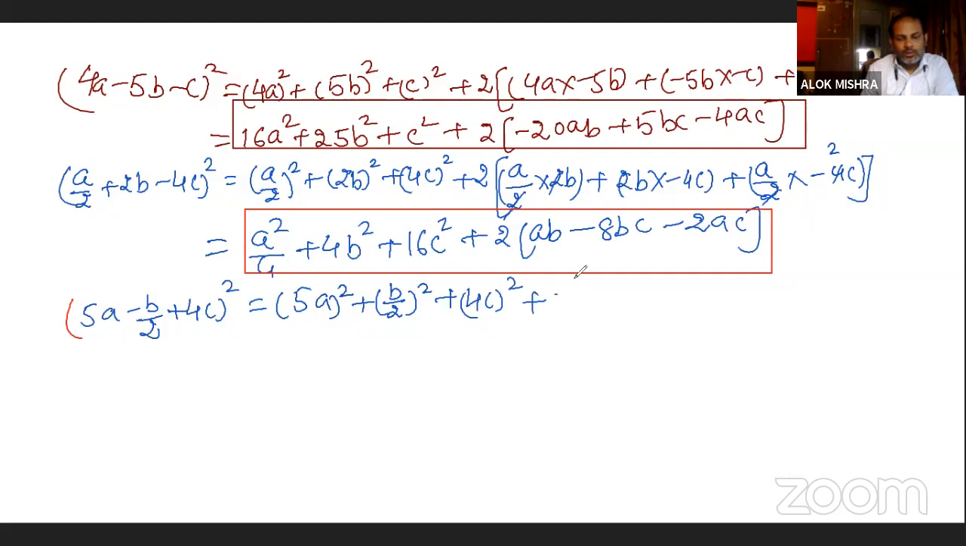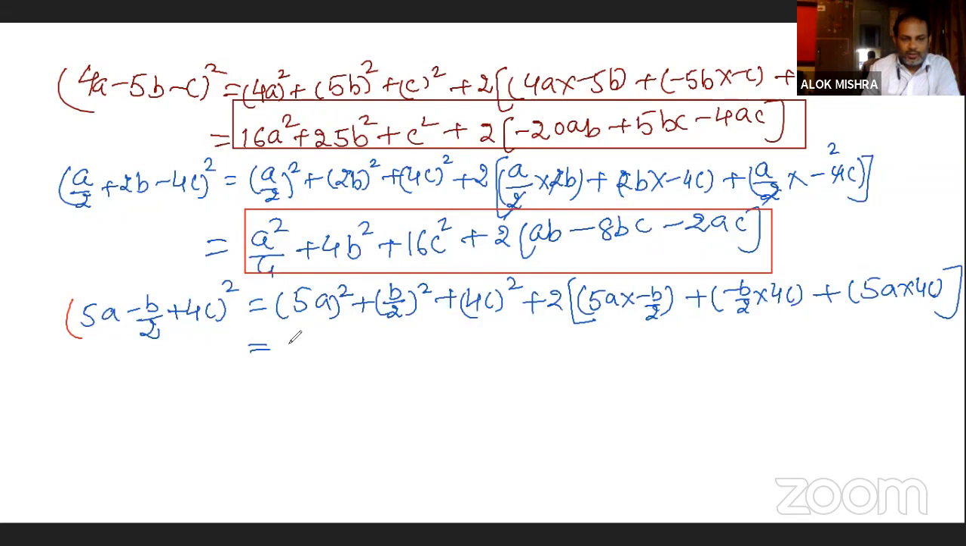Plus 2. I'm simply moving in the standardized format. I'm not going to memorize, or you would have observed, I'm not writing different formulas for the different questions. I'm simply going on the concept. That is, up to this part, plus 2, and then I'm taking the product of the first two terms. So it is 5a into minus b upon 2, plus minus b upon 2 into 4c, plus 5a into 4c.